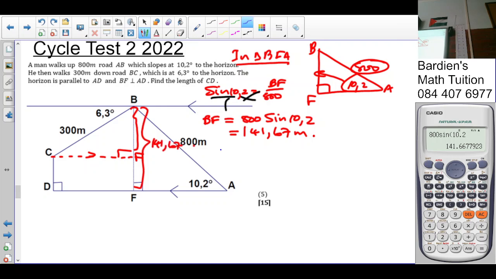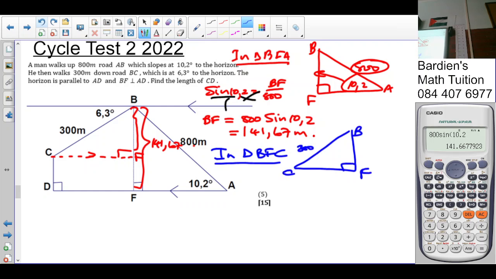So let's look at the other triangle. In triangle BFC, we have a triangle looking like this now. There's my FBC, 300. And since that is 63, the alternate angles are going to be equal. You see that, people? That is 6.3 here. So which length do I need? I need the opposite. What do I have? Hypotenuse. So which trigonometric function is that? Sine again.